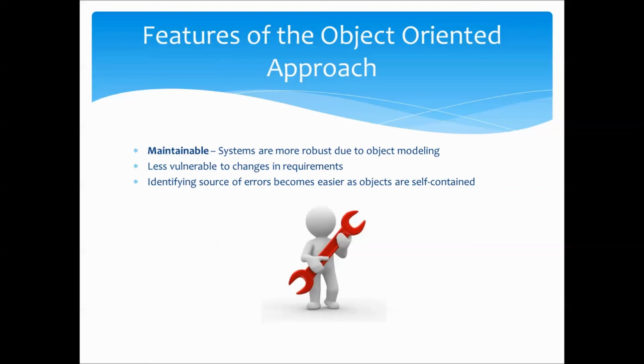So whilst it's not guaranteed that an object-oriented project will be easier to maintain, it's generally accepted within the software community that such projects are less vulnerable to drastic changes in requirements. Due to the encapsulated and self-contained nature of objects, it can be easier to identify bugs and errors, as objects usually have localized variables which are easier to trace.